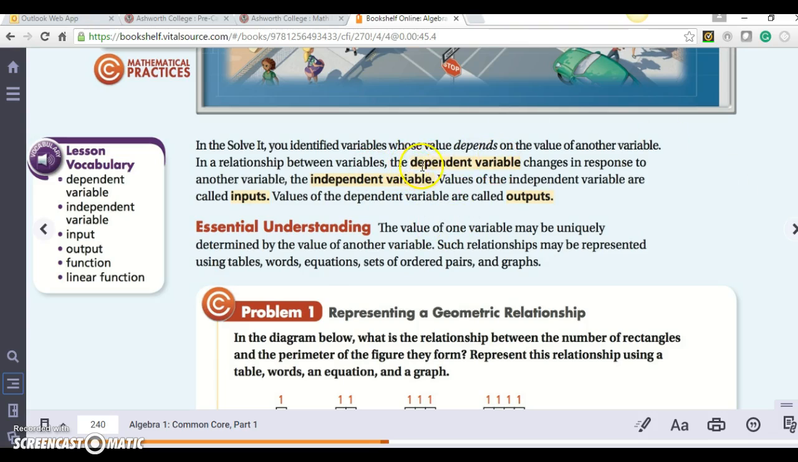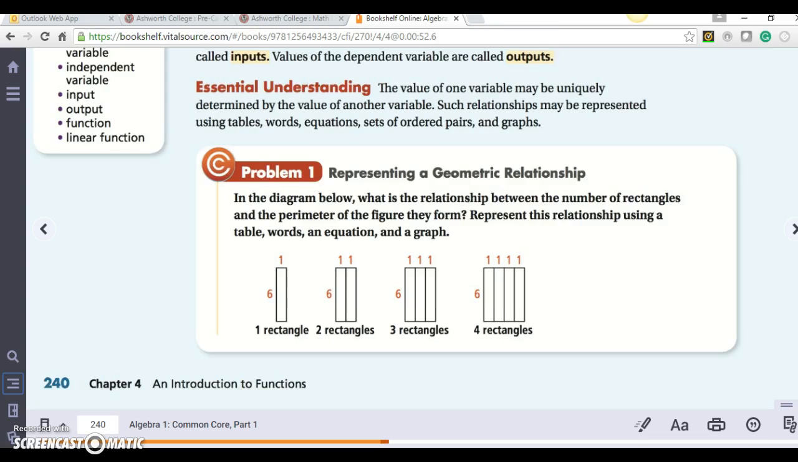So we are going to be working with dependent variables and independent variables. A dependent variable depends on another variable. Independent variables stand alone. Independent variables are called input values, and dependent variables are called output values, which makes sense because with the independent, I am putting it in, and what comes out, because it depends on the independent, is my output.